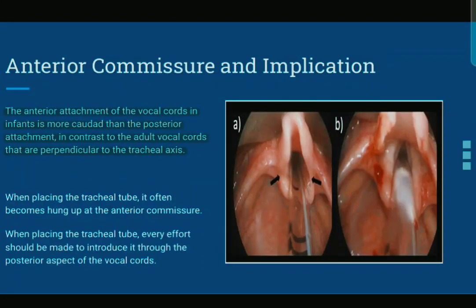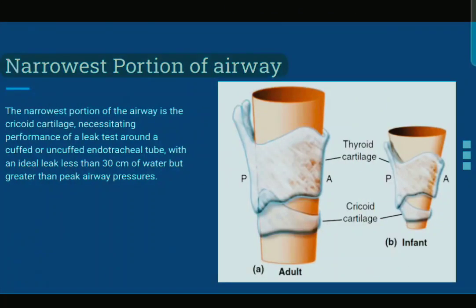Anterior commissure and implication. The anterior attachment of the vocal cords in infants is more caudad than the posterior attachment, in contrast to the adult vocal cords that are perpendicular to the tracheal axis. When placing the tracheal tube, it often becomes hung up at the anterior commissure. Every effort should be made to introduce it through the posterior aspect of the vocal cords.